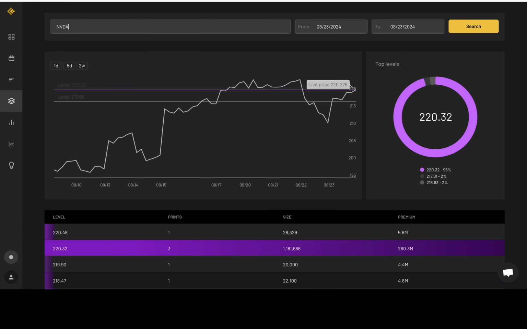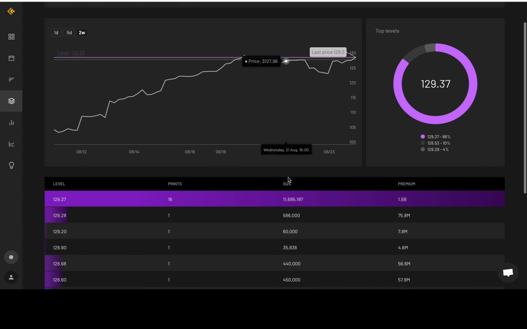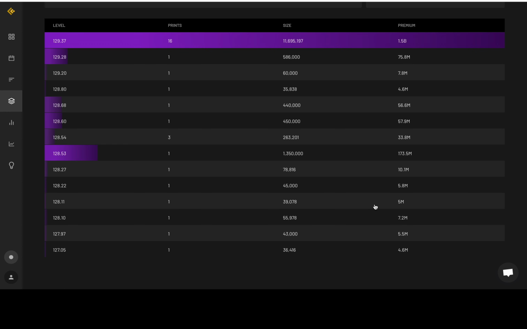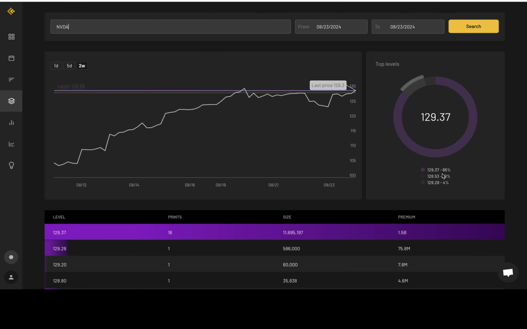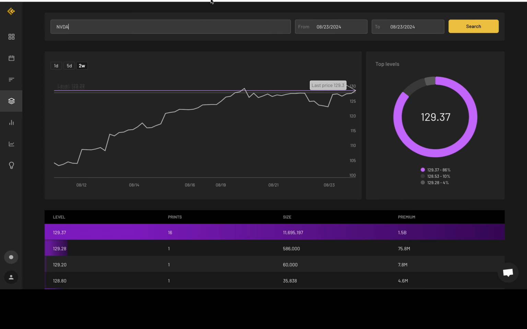Let's take a look at NVDA. 129.37. Now that's interesting because I was just talking to you guys about how with the individual stocks, when it's below a billion is pretty standard, but above it, take it very serious. Well, guess what? 86% of activity came in at 129.37. That's $1.5 billion. That's something we take serious.